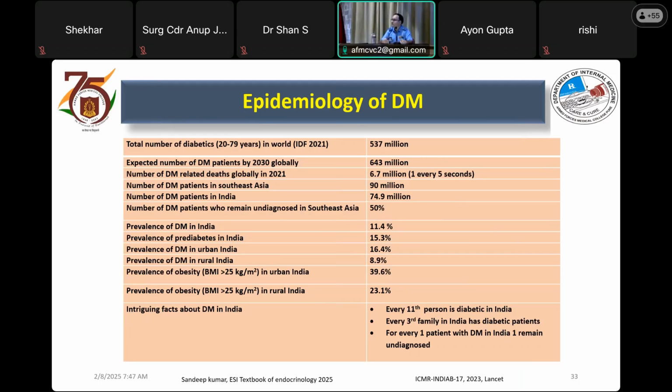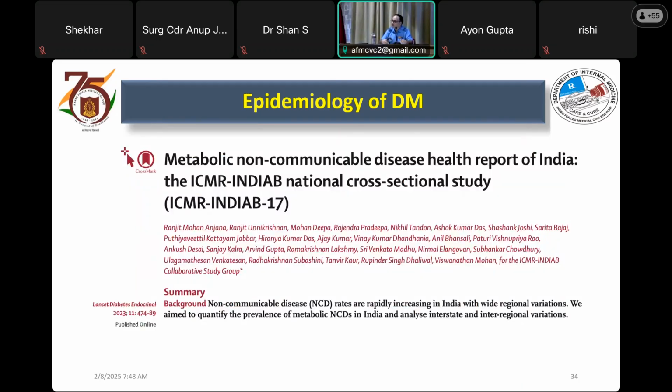And this is the paper which I was referring to. All the residents, irrespective of the specialty, should go through this paper. It was published in 2023, the ICMR India study, our largest and best recognized data with respect to the epidemiology of diabetes and metabolic diseases.